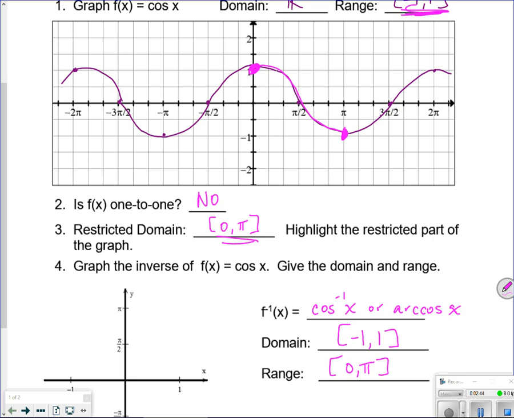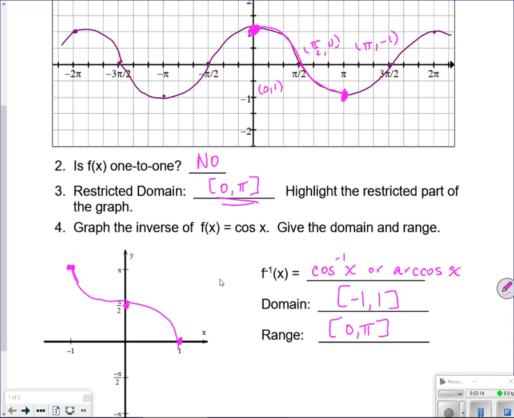So what would the graph look like? Remember, with inverses, we flip points. So this point that was at (0, 1) becomes (1, 0). This point that was (pi over 2, 0) is (0, pi over 2). And of course, (pi, -1) becomes (-1, pi). And if I did more points or the paper trick, I would get a shape that looks something like that. So there's your arc cosine graph.